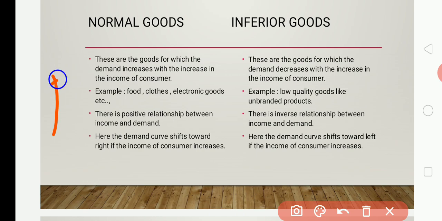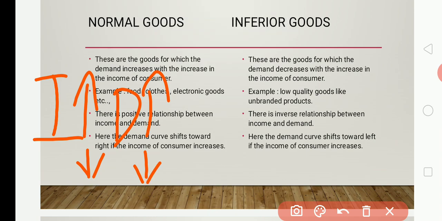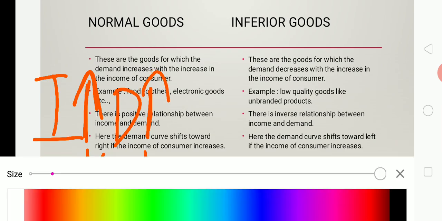Positive relationship means when the income increases, demand also increases. When the income decreases, demand also decreases. What is a positive relationship? If income is high, demand is also high. When the income is low, the demand is also low. Such a relationship we call a positive relationship.